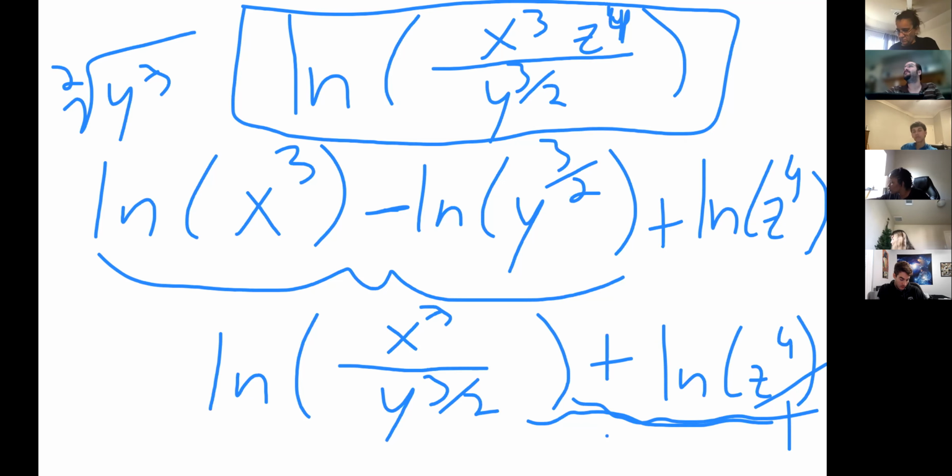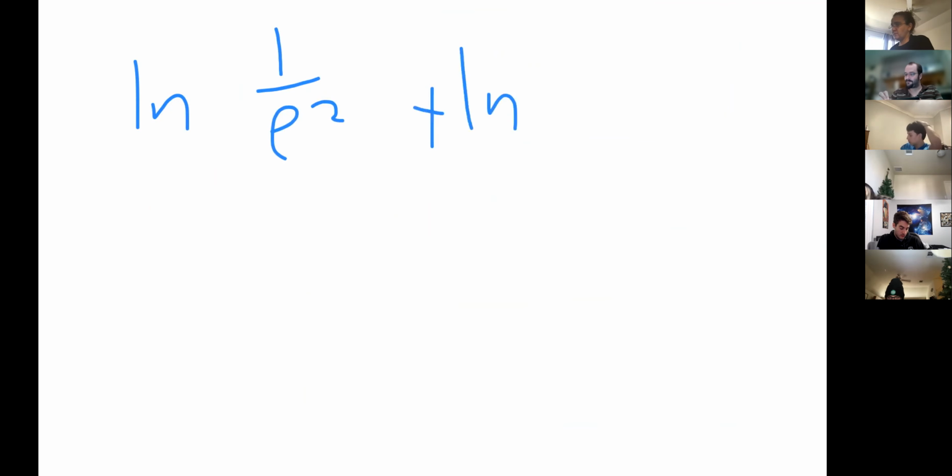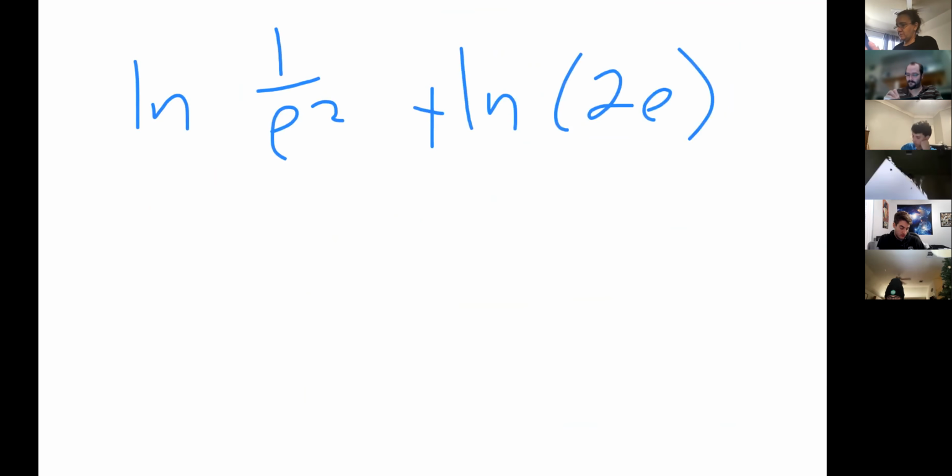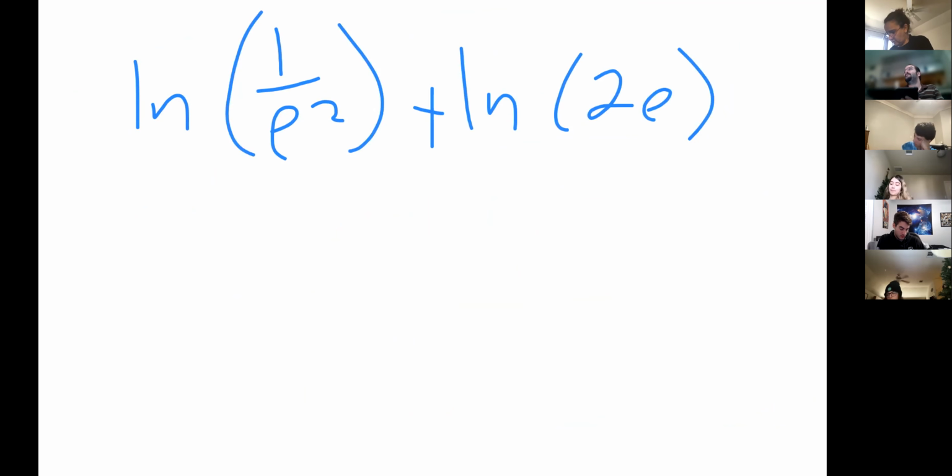Questions about this one? Okay. And I want to do which one? 49 is next. ln 1 over e squared plus 2 plus ln of 2e. And that is what, 49?